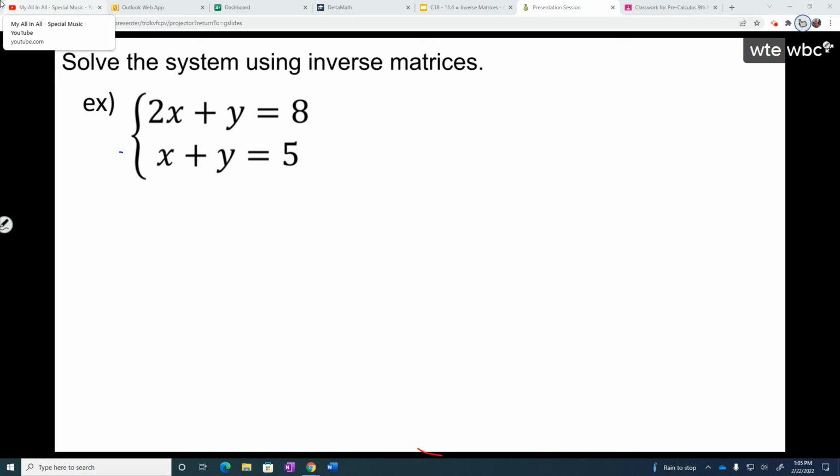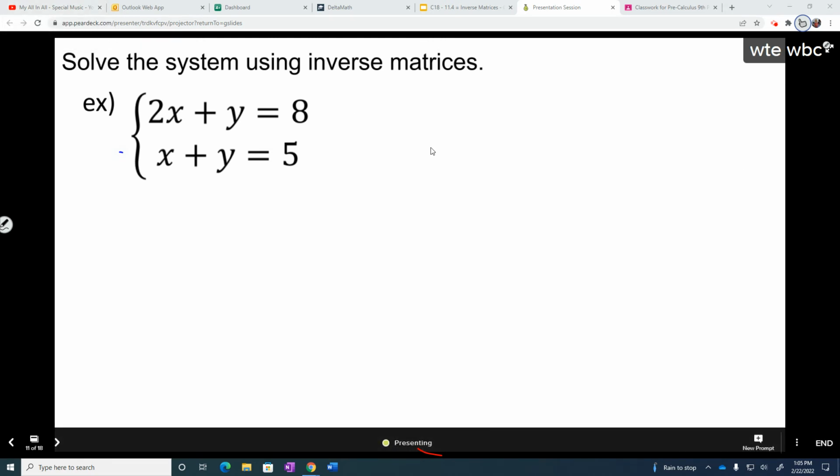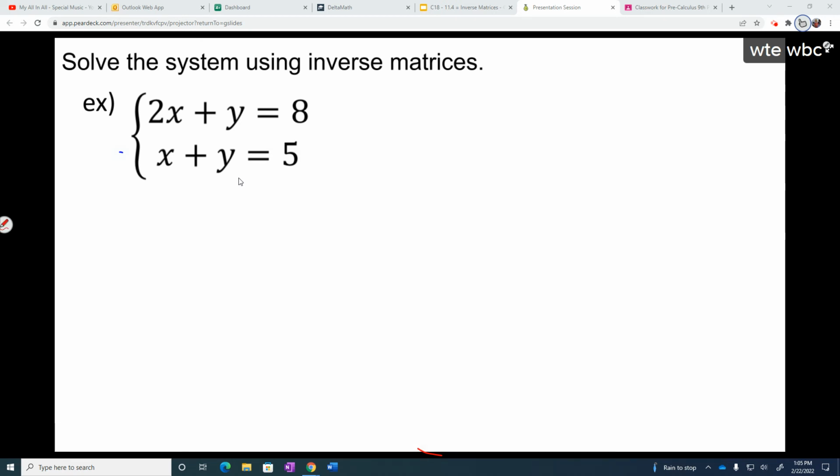So here's what we're going to do. We're going to write a matrix similar to what we did before, except we're not going to write an augmented matrix this time. We're going to write a coefficient matrix, so take the numbers in front of the variables. And we're going to call this A. So A is going to be 2, 1, 1, and 1. It's going to be one matrix.